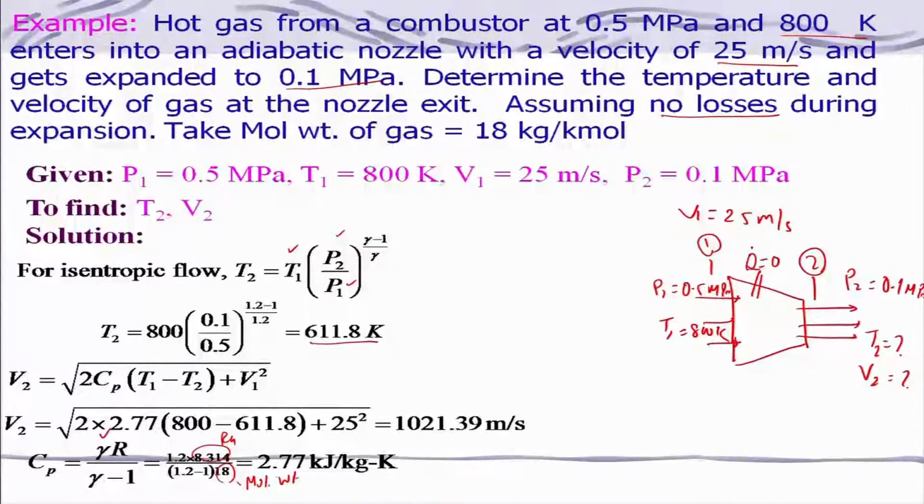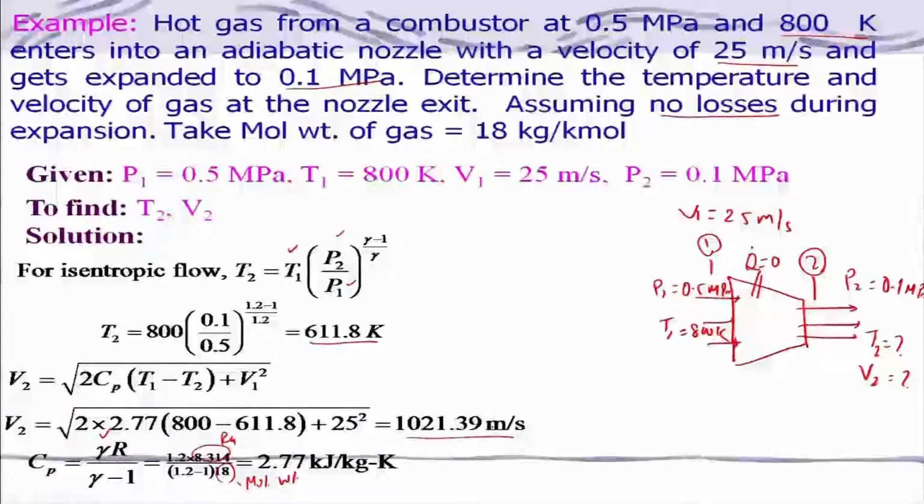put all the values here: 2 into Cp value 2.77, and T1 is 800 Kelvin, T2 is 611.8, and 225 meter per second as V1. You will get 1021.39 meter per second. Suppose I assume that there is not much effect of this inlet velocity, which is 25 meter per second, because the exit velocity is 1021.39 meter per second, which is quite high as compared to the inlet velocity, right.